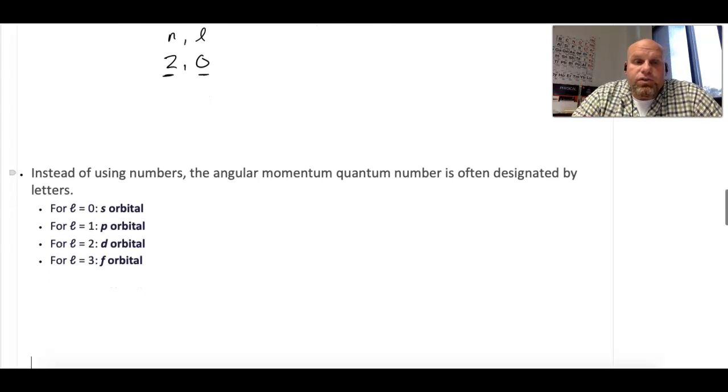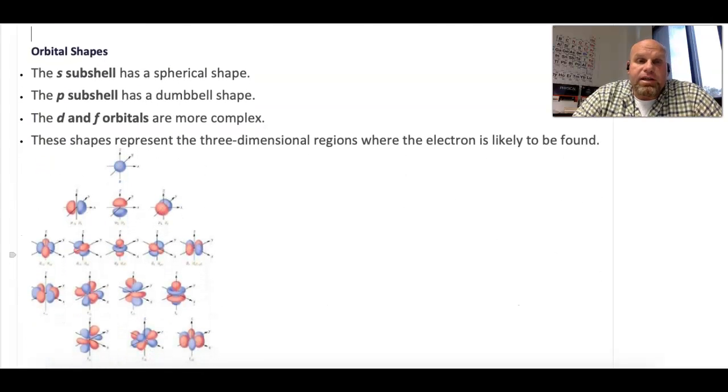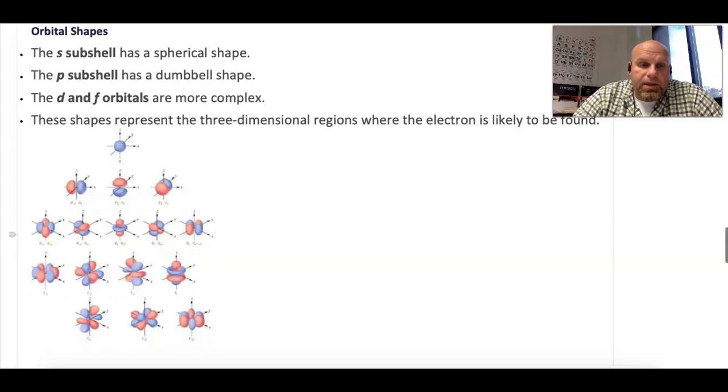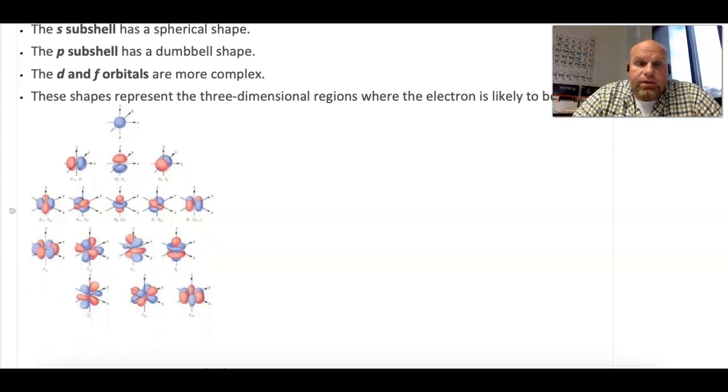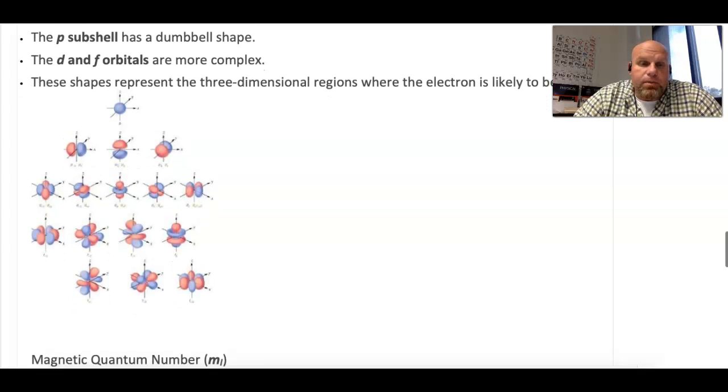Okay, so let's continue. I mentioned this refers to the shape. The S subshell is spherical, P is dumbbell, and then D and F get a little more complicated. There's this diagram you'll find in your textbooks, a little easier to see in the textbook or on the PowerPoint, but you can see the different shapes. There's the S. Here is our P in these three different planes, X, Y, and Z. And so you can take a look at these different shapes, but that's what the angular momentum quantum number is telling us.